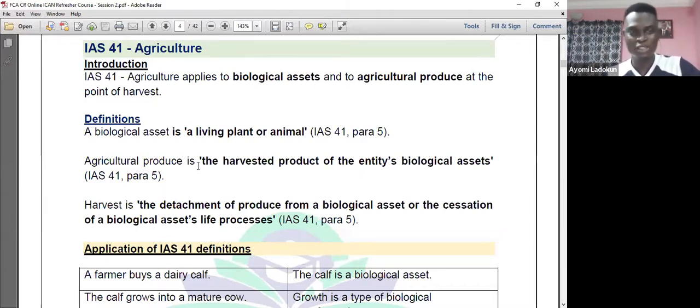That will help you when you're answering those questions. Agriculture applies to biological assets and agricultural produce. It does not pass that. Biological assets and agricultural produce. The question now is this: what is a biological asset? According to IAS 41, a biological asset is a living plant or animal. Nobody's going to ask you this question, but you need to understand it so that you can solve questions.